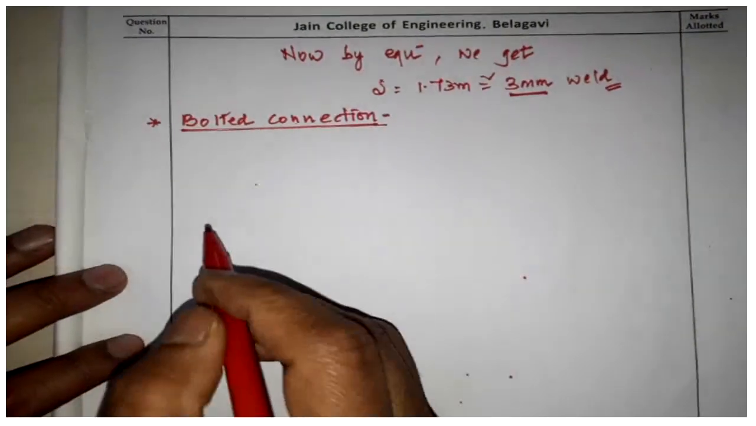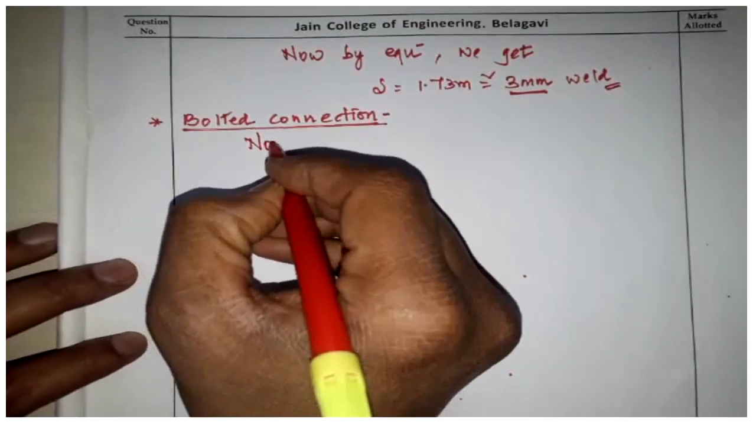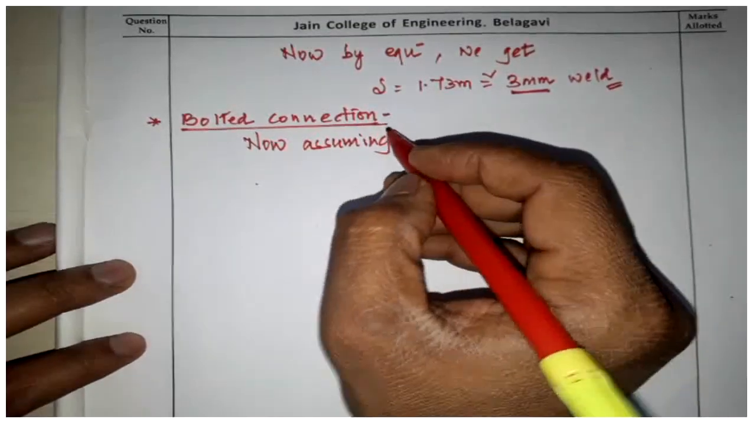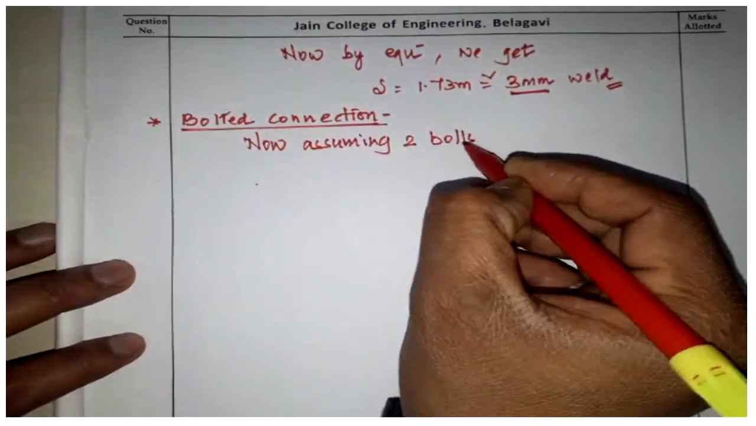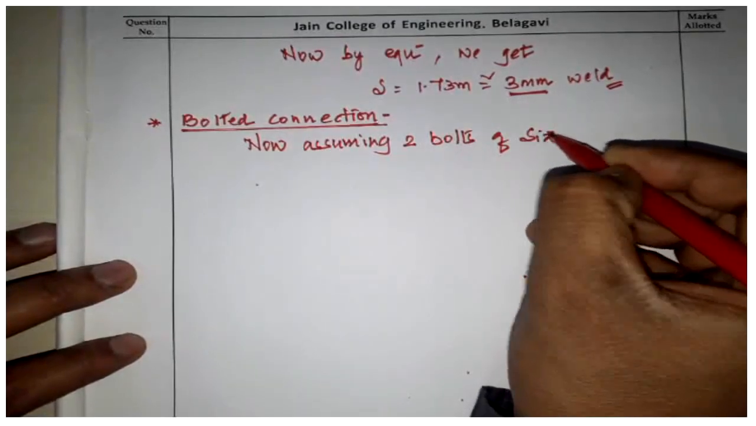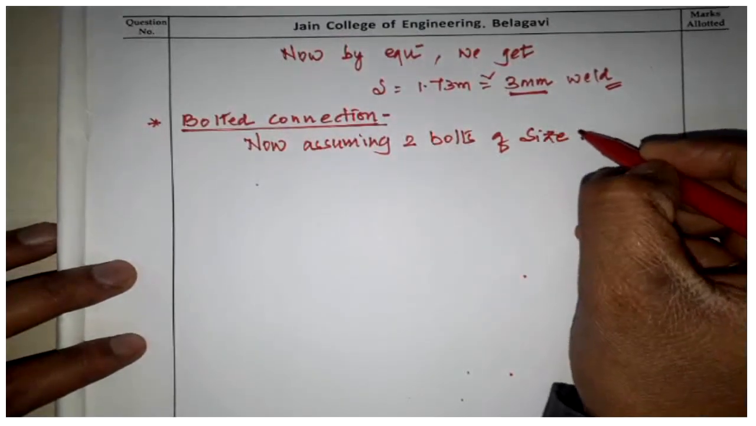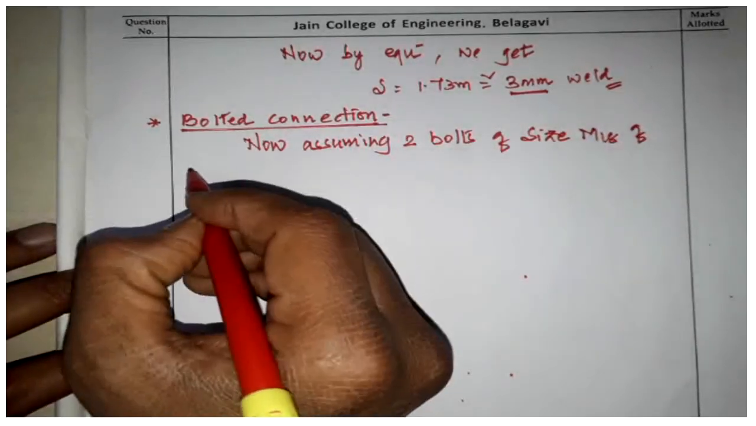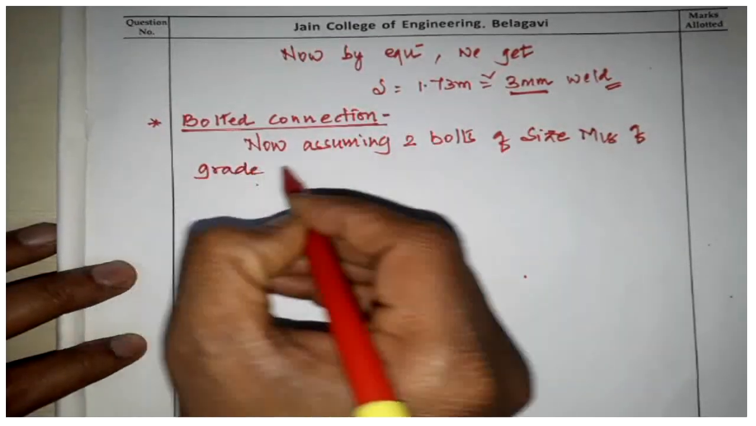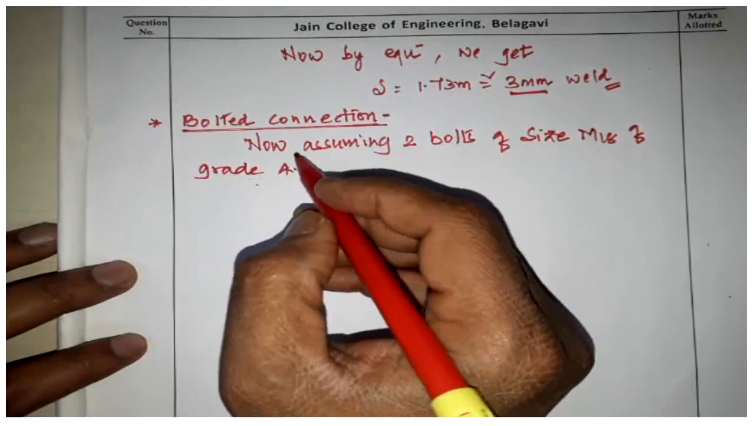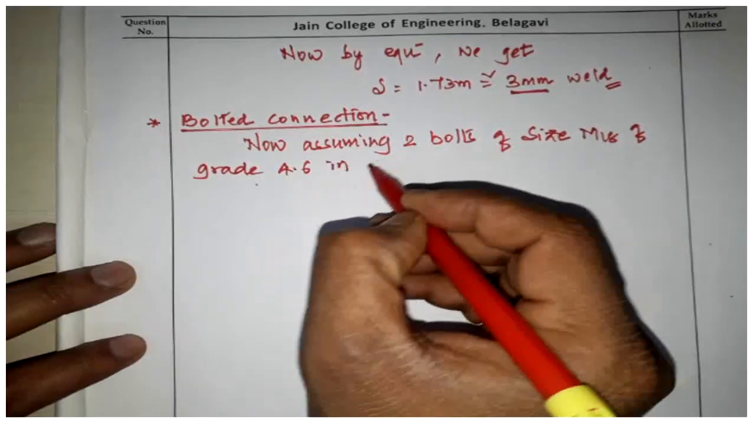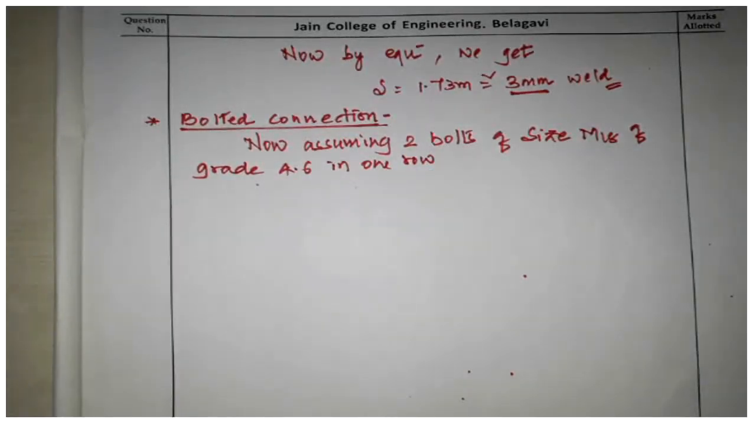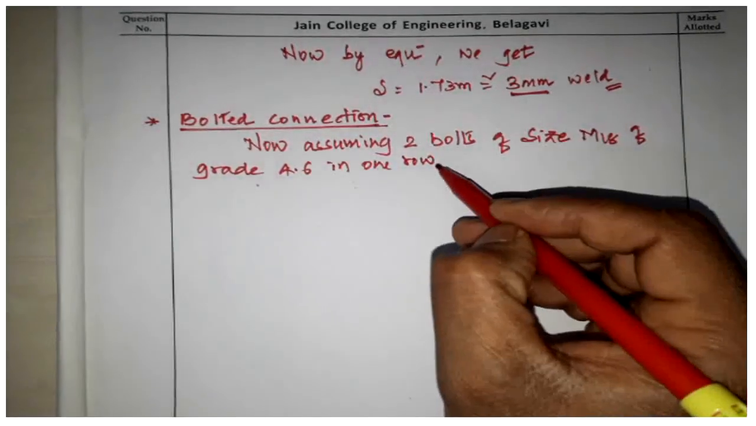Okay, so here now assuming two bolts of size M18 of grade 4.6 in one row. In a single row we have to provide 2 bolts, which is shown in the figure.